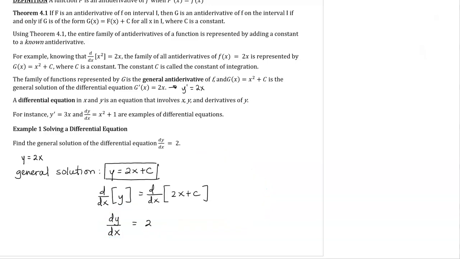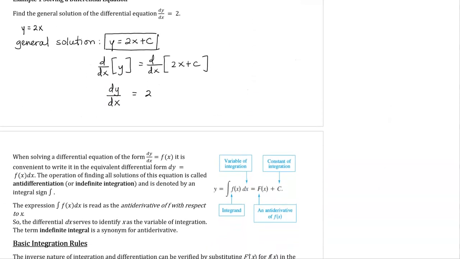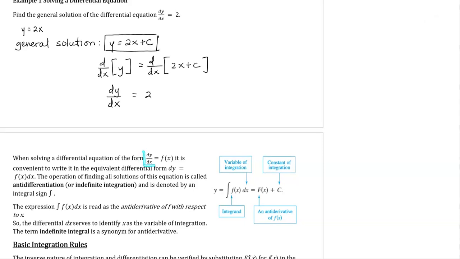We found the antiderivative. Now, when we're solving a differential equation of that form, dy dx is equal to f of x, it's convenient to rewrite the equation. I'll show you how we get it. If I take this equation and multiply both sides by dx, then I've just canceled the dx out on the left side of the equation, and I'm left with dy is equal to f of x times dx. Okay, so that's where this is coming from. dy is equal to f of x times dx.